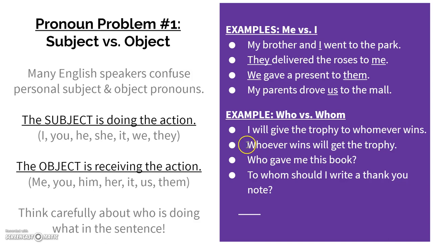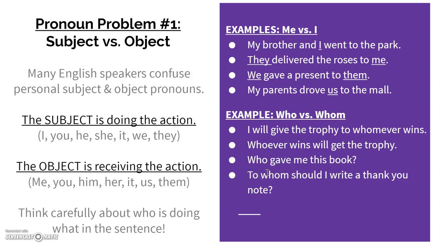But in number 2, whoever wins will get the trophy. Here, there's a subject who's doing the receiving of this getting verb, so it's different. Here, this is the subject, and we're going to use who. If I ask a question, who gave me this book? Someone else gave it to me. I'm receiving that. So the word who is my subject.